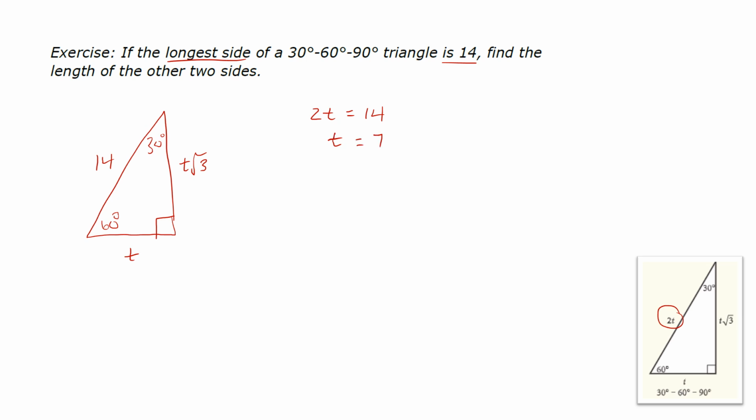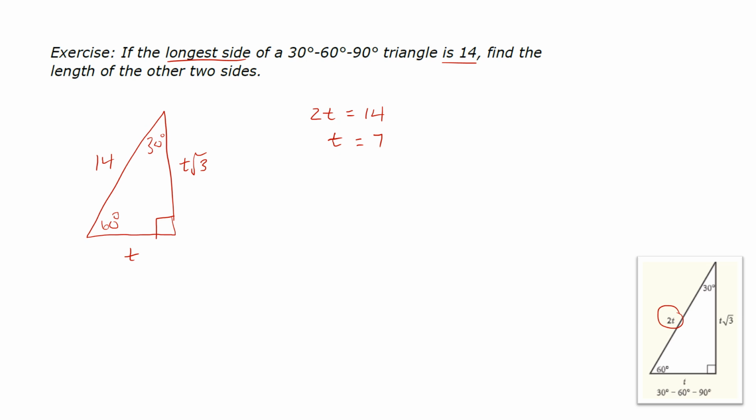And I also know what t represents in my triangle. That is one of the sides of our 30, 60, 90 triangle, and it's more specifically the shortest side. It's the side opposite the 30-degree angle. So I now have found one of my sides.